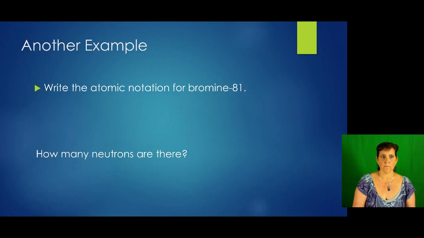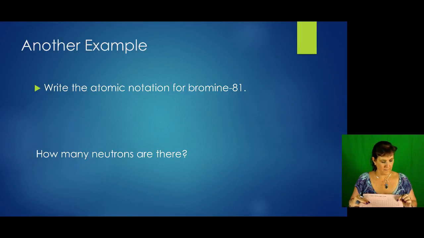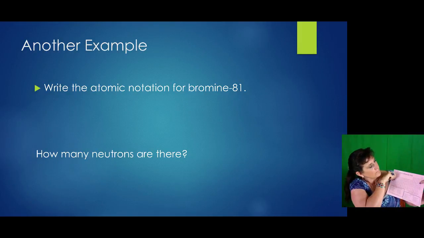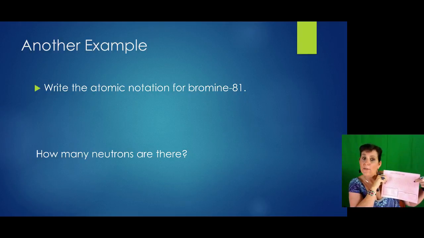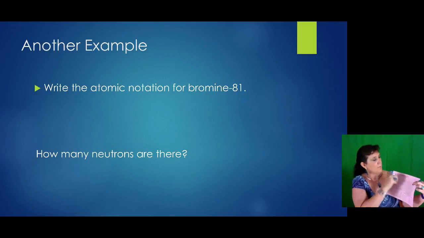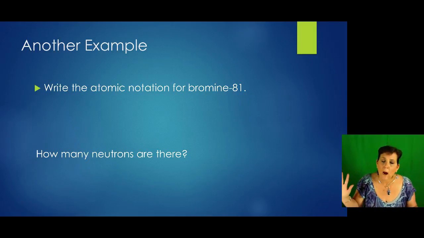All right, let's try another one. Let's write the atomic notation for bromine-81. Bromine-81. What does the 81 mean? Yes, it's the mass. What's the symbol for bromine? I just said it, Br. So let's find Br in our table. There we go. There's bromine. It's number 35. That 35 is what? Number of protons. Yes, number of protons. So what's the atomic notation? Write it now.